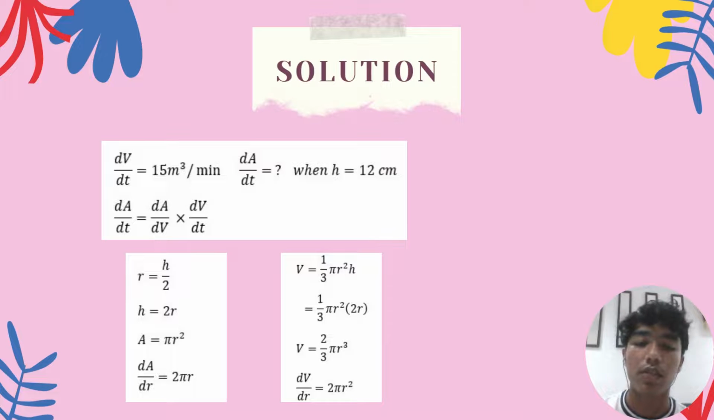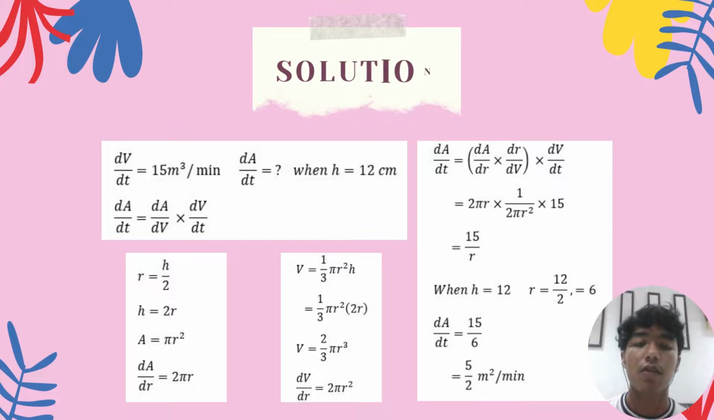The formula for volume is 1/3 pi r squared h. Then we substitute the value of h with 2r. We got V is equal to 2/3 pi r cubed. Then we differentiate this equation. We got dV/dr is equal to 2 pi r squared. From the values that we got, which are dA/dr and dV/dr, we can find the value of dA/dV using the chain rule.